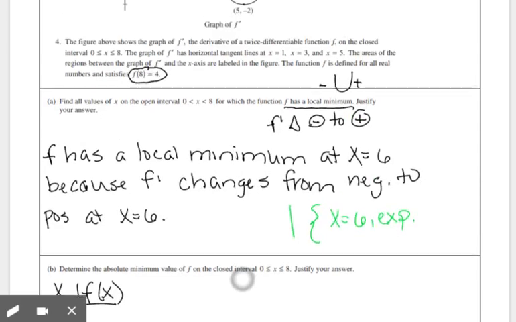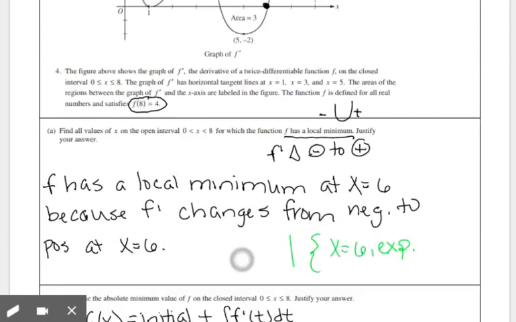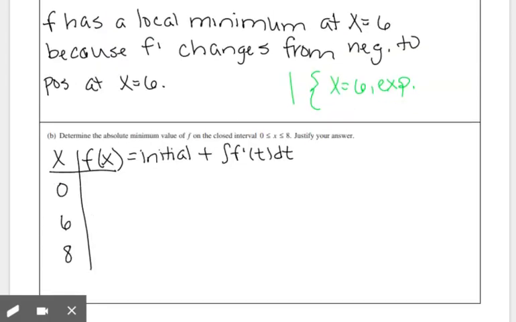Now, when we're given a graph of f prime, the only way to figure out values on f of x is to use whatever initial value we were given plus the integral of f prime. So we were given our initial condition is f of 8 equals 4. So we can actually go ahead and do that right away. F of 8 is 4. So our initial value is always going to be this f of 8, and our integral has to start at x equals 8 and go to whatever x value it is that we're trying to actually analyze and evaluate.